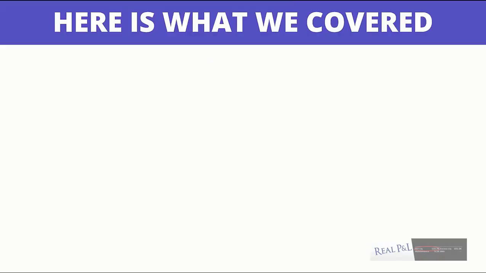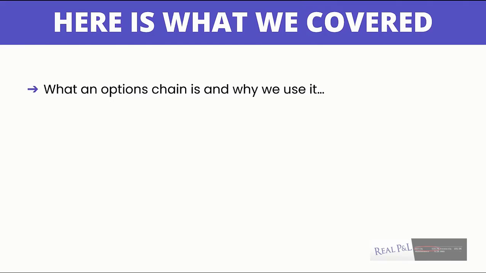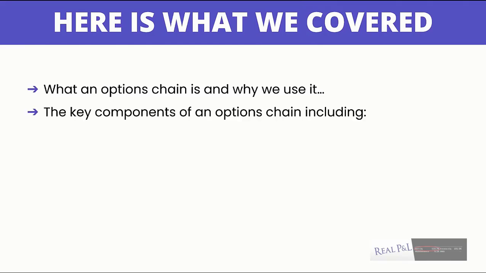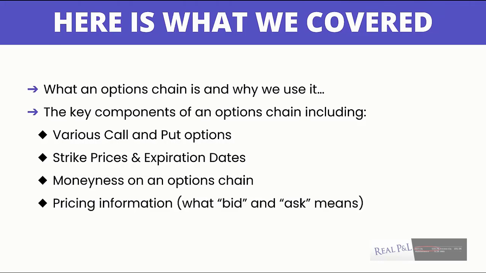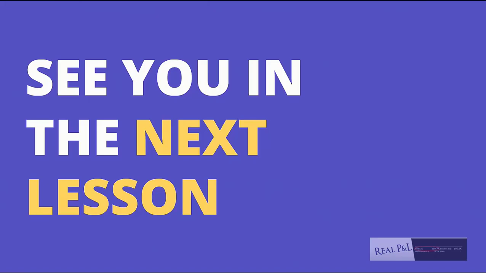So here's what we covered: what an option chain is and why we use it, the key components of an options chain, including various call and put options, strike prices and expiration dates, moneyness on an options chain, pricing information, so what the bid and ask means, and liquidity, volume, and open interest. We'll see you in the next lesson.